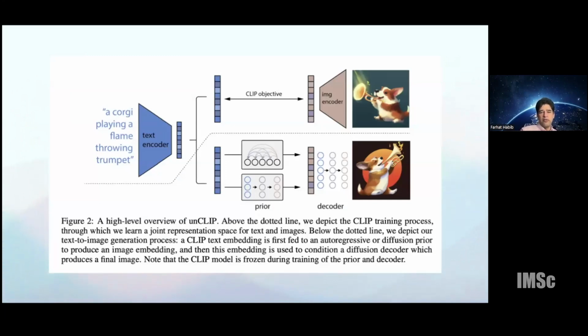This is a high-level overview. I took this image from the paper itself. On the top part, above the dotted line, you have a text encoder which takes in a text prompt like a corgi playing a flame-throwing trumpet. And the image encoder on the other side takes an image that corresponds to the particular prompt or text caption given to it. Now, below the dotted line is the text to image generation process. Once you have trained the model, your text embedding is fed to a diffusion prior to produce an image embedding.